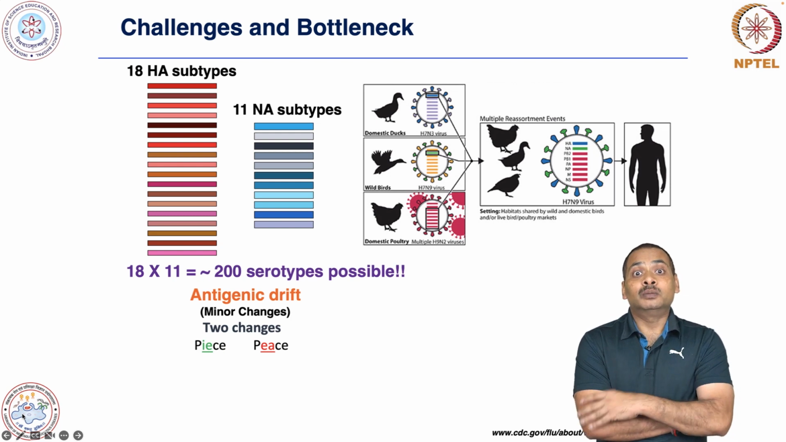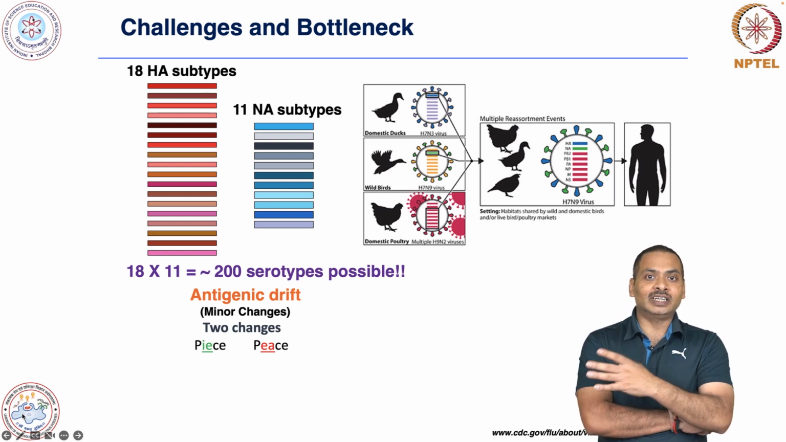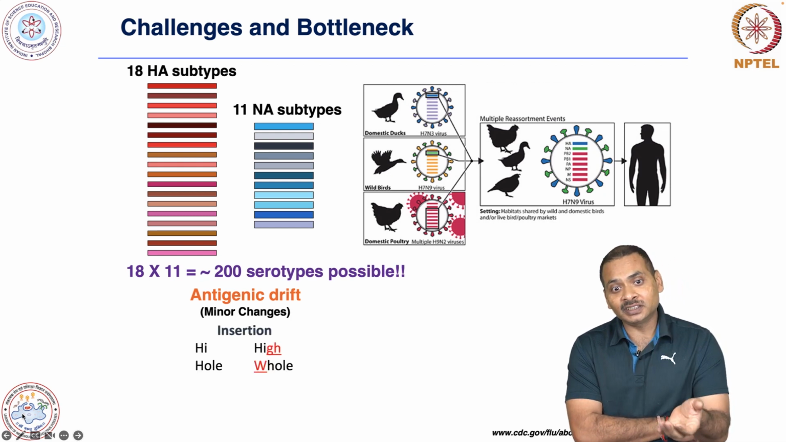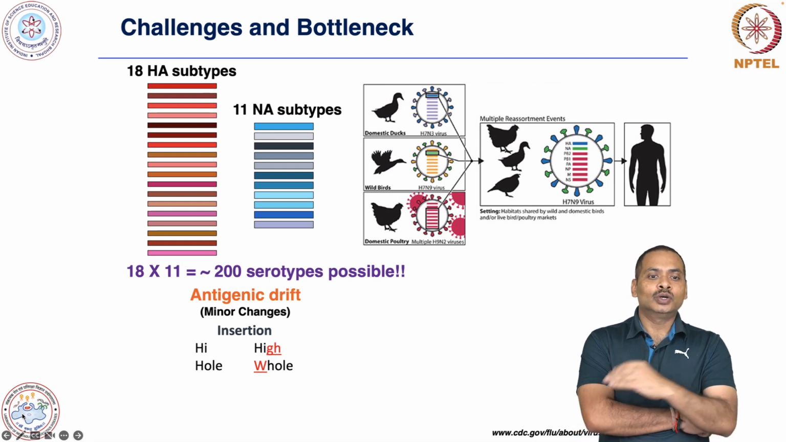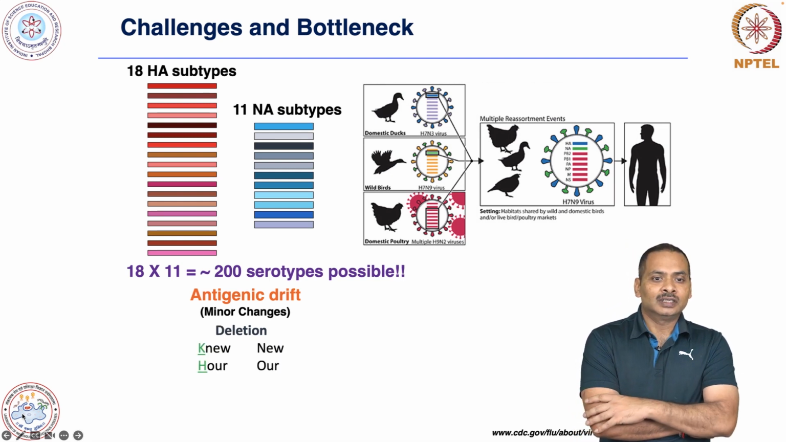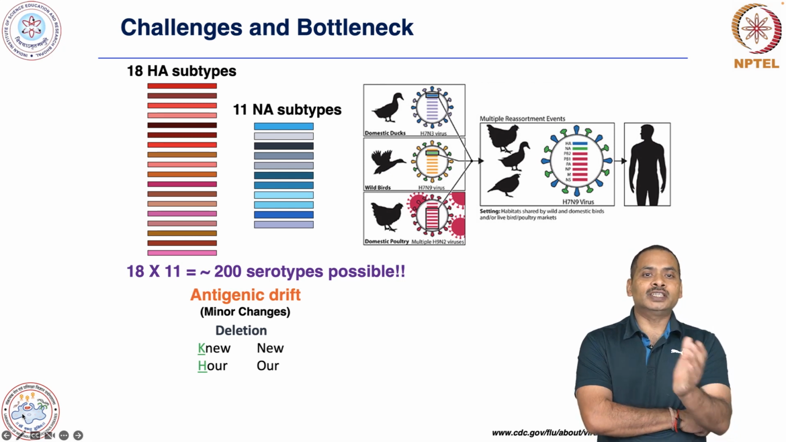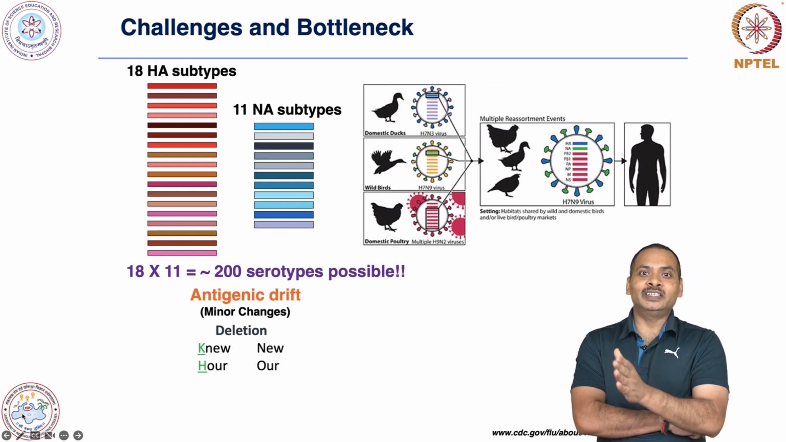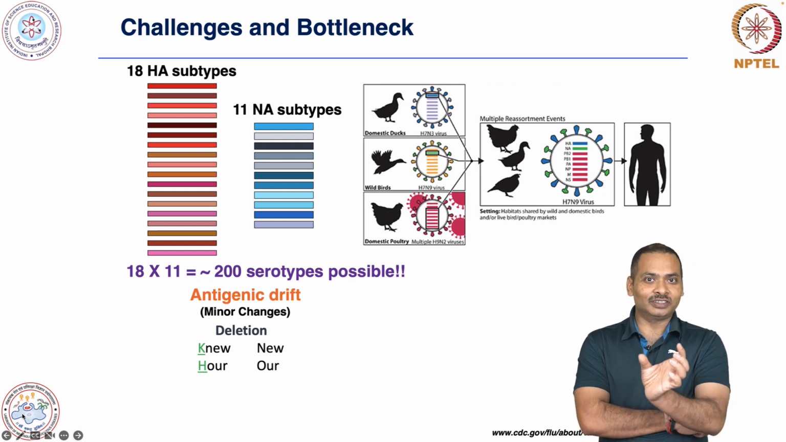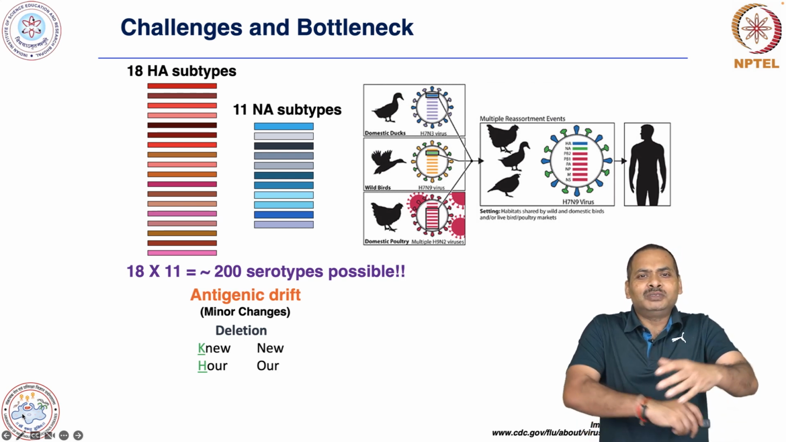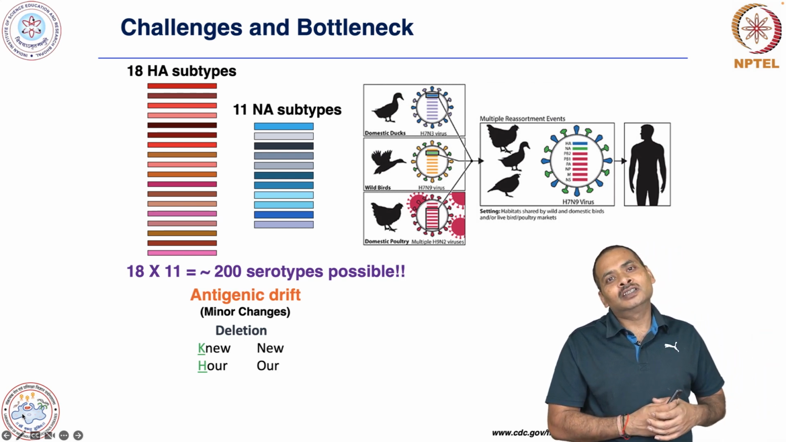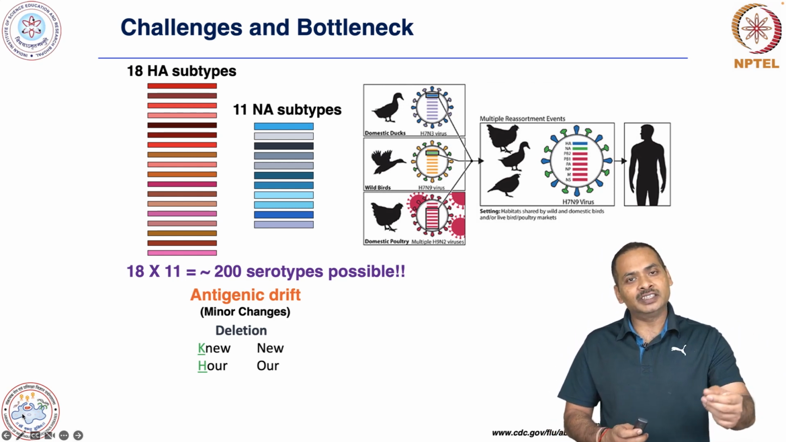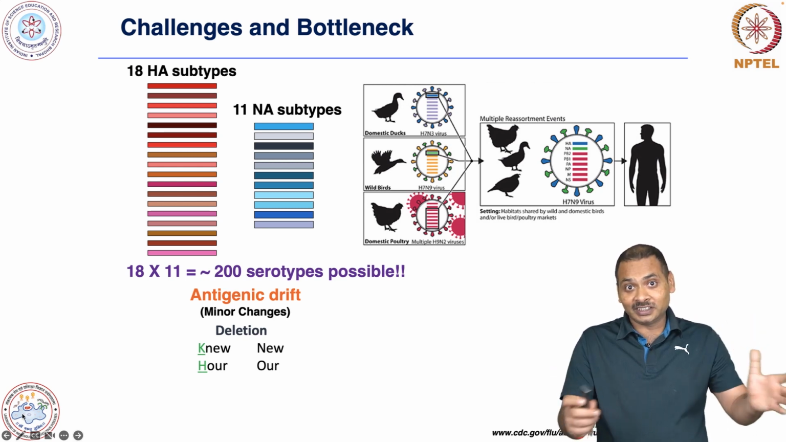There could be double changes, a two-mutation kind of thing. Peas changed to pees. There could be an insertion: high changes to hi, whole changes to whole. There could be a deletion: new can change to knew. Knew is different from new, right? It's the same pronunciation but a different word. So I'm just trying to give you an overview of these single changes, double changes, single additions or single deletions. How do these change the word?